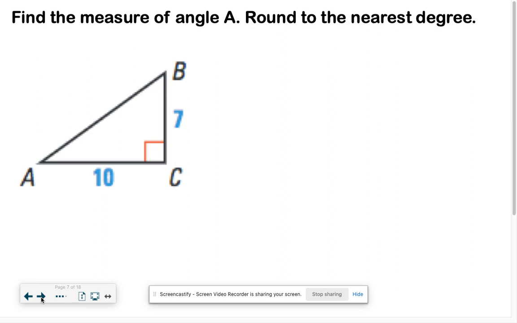So we're looking for angle A today. Round to the nearest degree. It starts off the same thing that we've been doing. Mark your angle. Now we still label our sides. So what is 7? Opposite. What is 10? Adjacent. Okay, now we look over here. Which one uses opposite and adjacent?